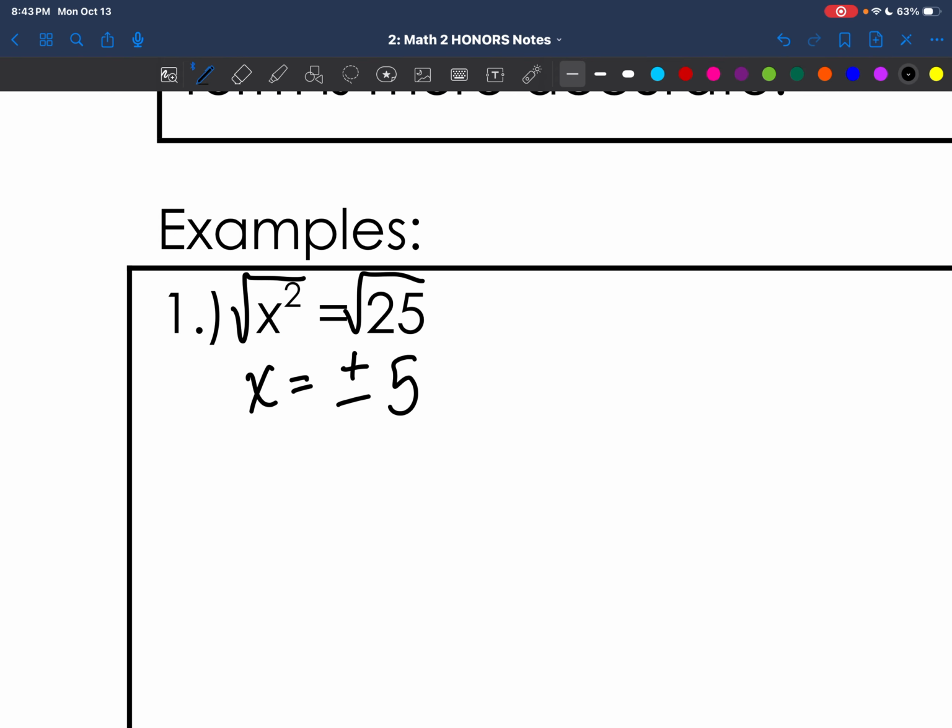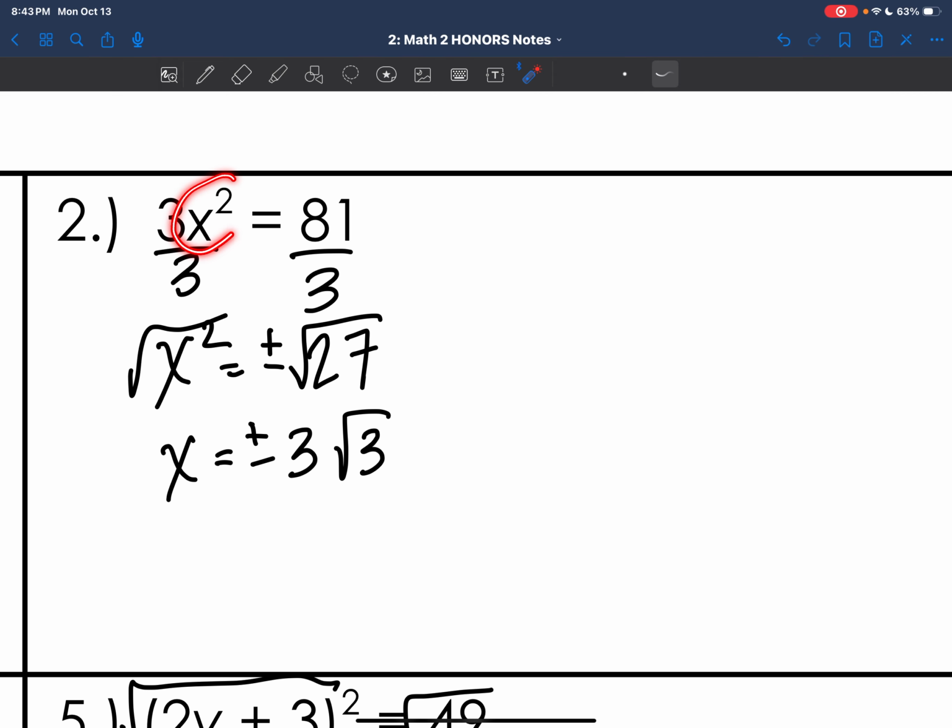Okay, so now let's look here. First, we want to get this by itself, so you have to divide both sides by 3. That cancels out and you're left with x squared equals 27. Now take the square root of both sides, and you're going to get x equals plus or minus 3 root 3, because remember, this is 9 times 3, and that's where we got this from. But don't forget to bring this down. And then those are your 2 solutions.